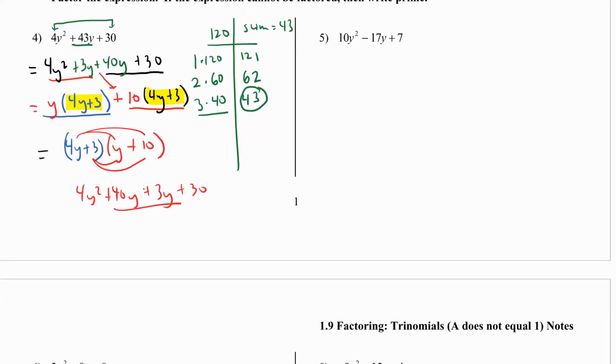All right, so number 5, again, that same idea. We're going to multiply those two numbers, and we get 70. We want two numbers that multiply to be 70, and their sum has to be negative 17. To get a positive 70, that's either a negative times a negative or a positive times a positive. To get negative 17, they both have to be negative.